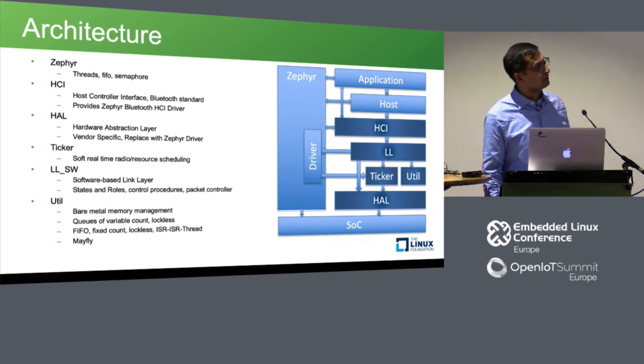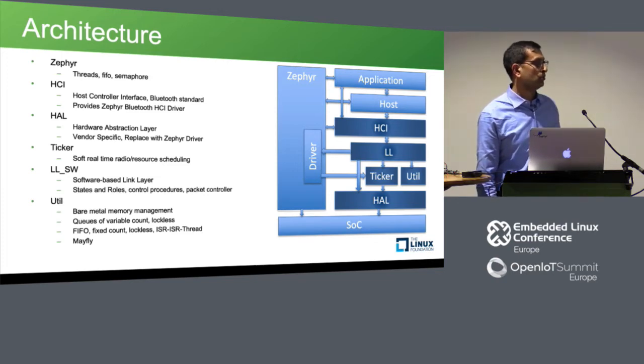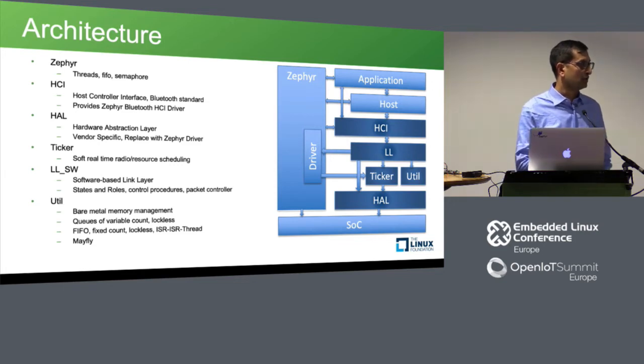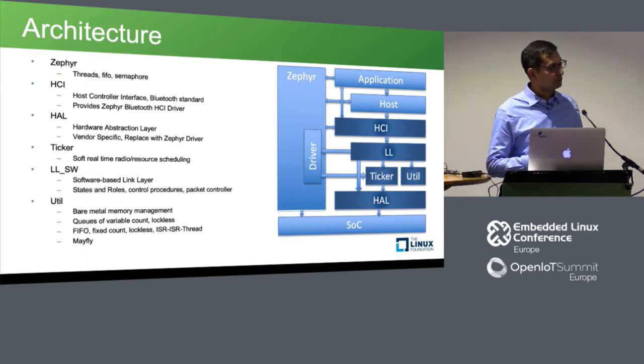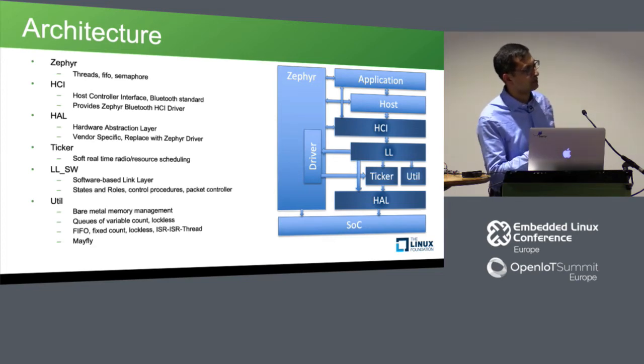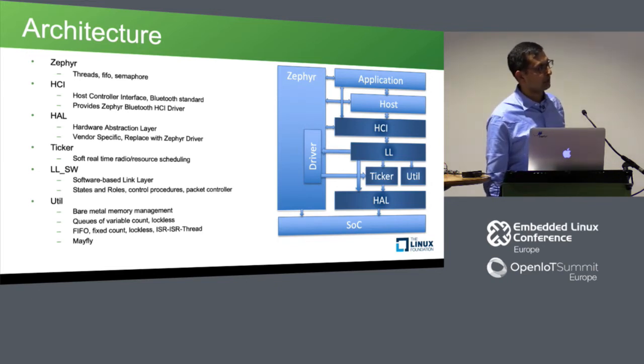How does the architecture of the controller look? So at the bottom you have the SoC. There is a barebone hardware abstraction layer. Earlier in 2016, most of the hardware in the SoC was accessed using the hardware abstraction layer. But the goal is to remove the hardware abstraction layer and use native Zephyr drivers from the controller code. So above the hardware abstraction layer, we have something called a ticker, which is responsible for the periodic scheduling of the advertiser, scanner and the connection roles.